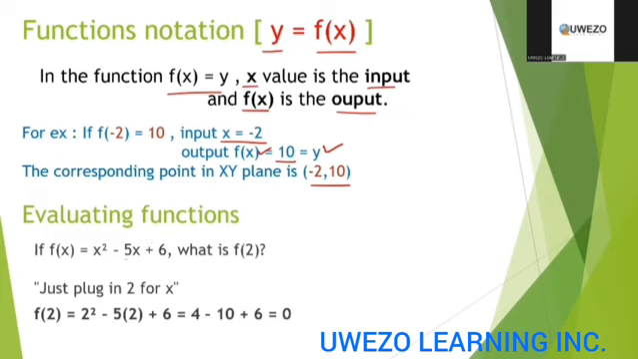Here is an SAT style question evaluating functions. If f of x equals x squared minus 5x plus 6, to find f of 2, we just plug in 2 in place of x. So we get f of 2 equals 2 squared minus 5 times 2 plus 6. Further solving, we get 0.